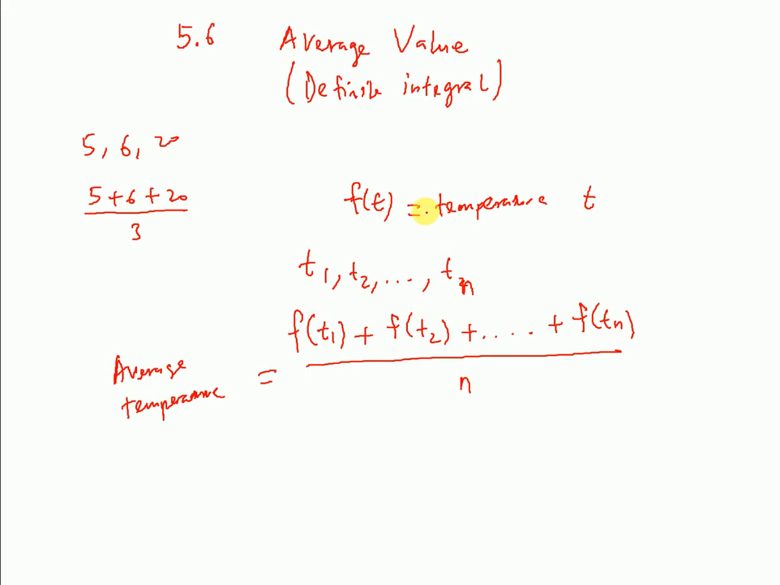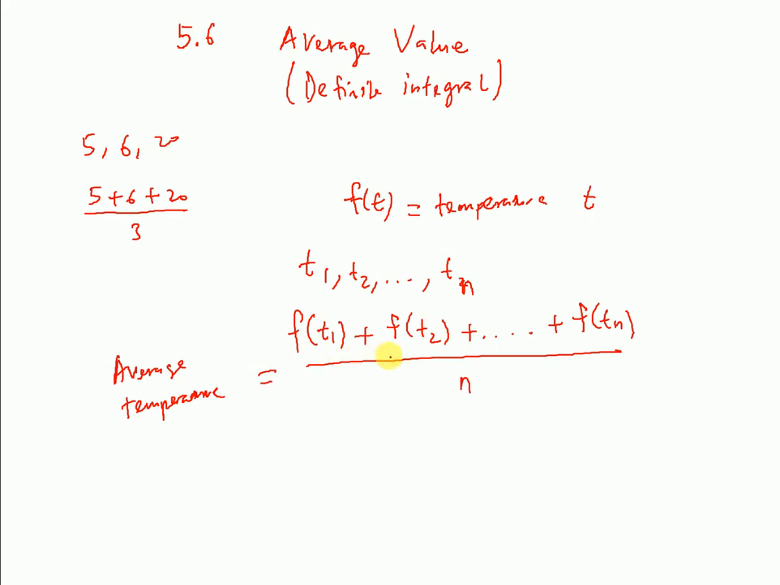First thing is, on the interval from a to b, we can subdivide that interval into small sections. I may call those points t1, t2 up to tn. Now you add all the values of that function at those points and divide by the n value that you have here, and that should also give you the average temperature. But the more points you have, the better the value that we get for the average temperature.